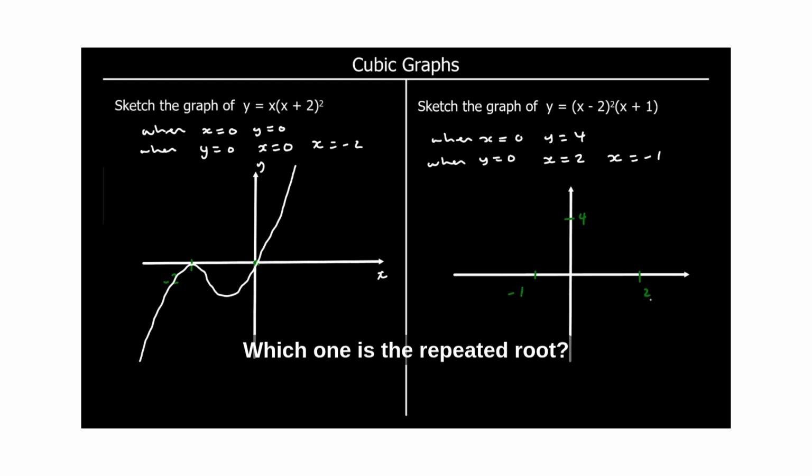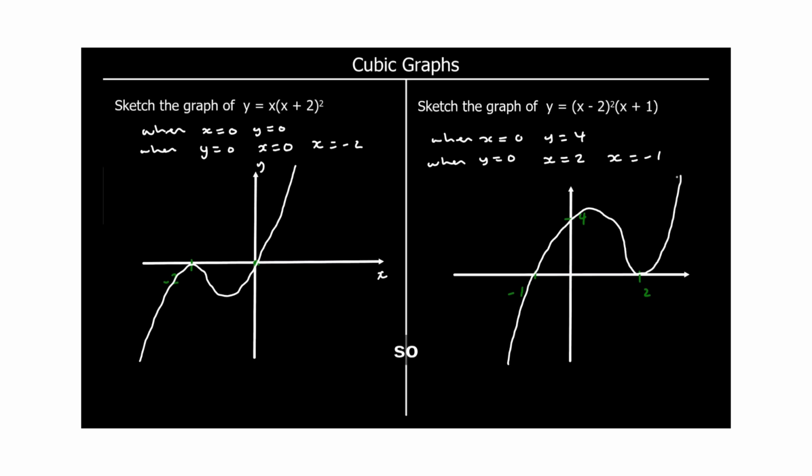Which one's the repeated root? The repeated root is the 2, and it's a positive shape. So we're starting in the bottom left, starting down here. The negative 1 is not the repeated root, the 2 is. So it's going straight through negative 1, back down to the 2, but it's a repeated root, so it doesn't go through it, it just turns around at that point. So it goes to the 2, but it goes back up.